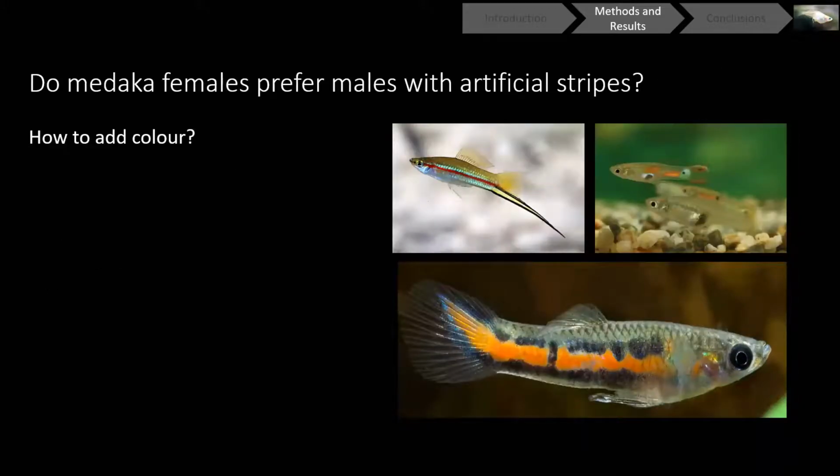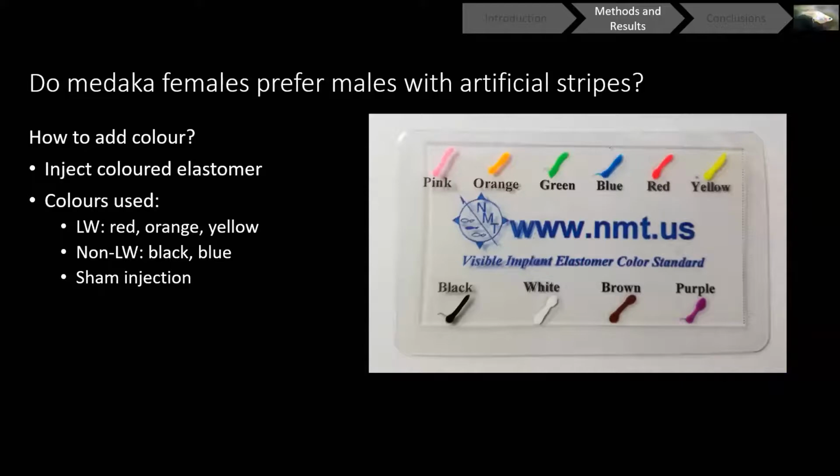In order to look at these preferences in a mating context, I had to artificially enhance males with long wavelength colors. When thinking about how to add colors, I looked at other related species, and a common pattern is that males possess color on their body. So I added these colors to these fish using injected elastomers. I used 6 different color treatments: I injected males with 3 long wavelength colors, 2 non-long wavelength colors, and then some males were given a sham injection.